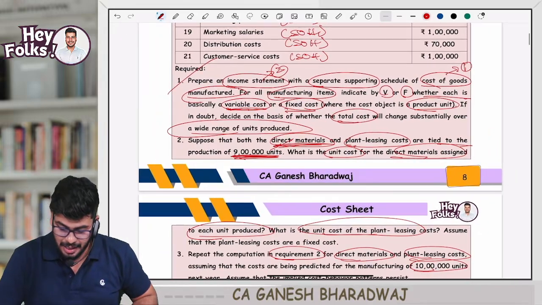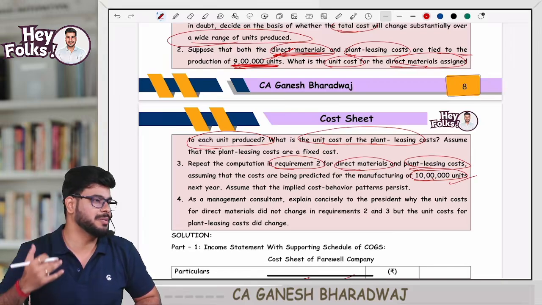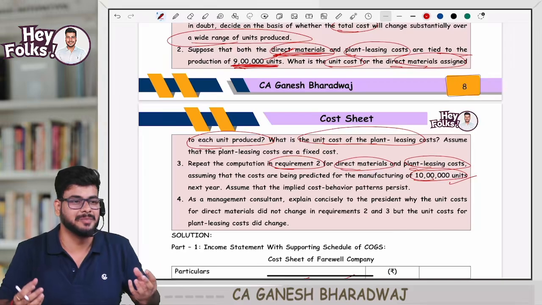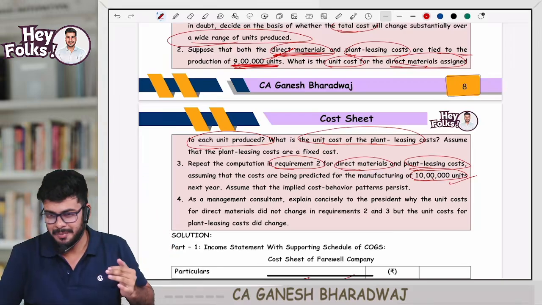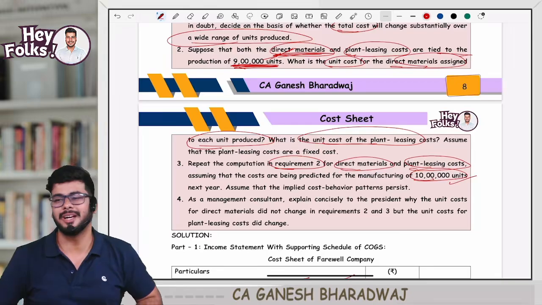We kept 9 lakh units as the base. Now they are asking you, keeping 10 lakh units as the base, calculate the cost per unit. Basically, they are testing you on the variable fixed cost pattern. Fixed cost remains constant in total. Variable cost remains constant on a per unit level. That is what they want to test you on. Guys, clear with this?